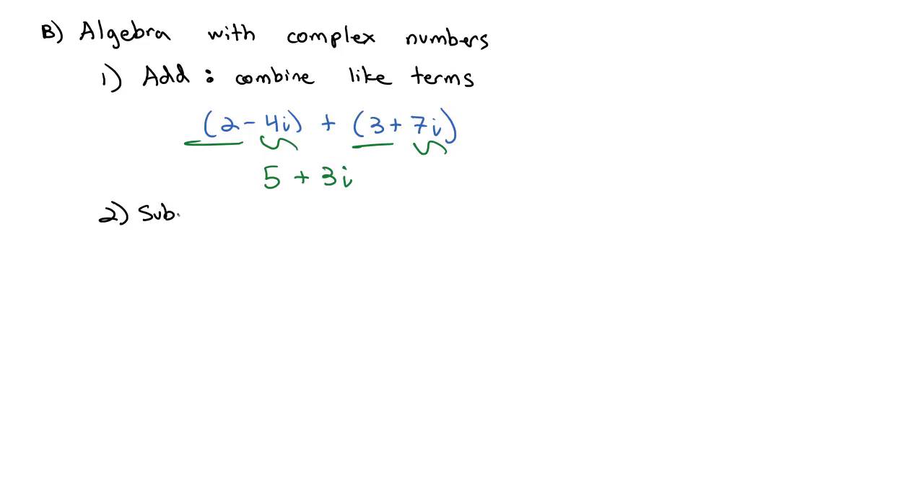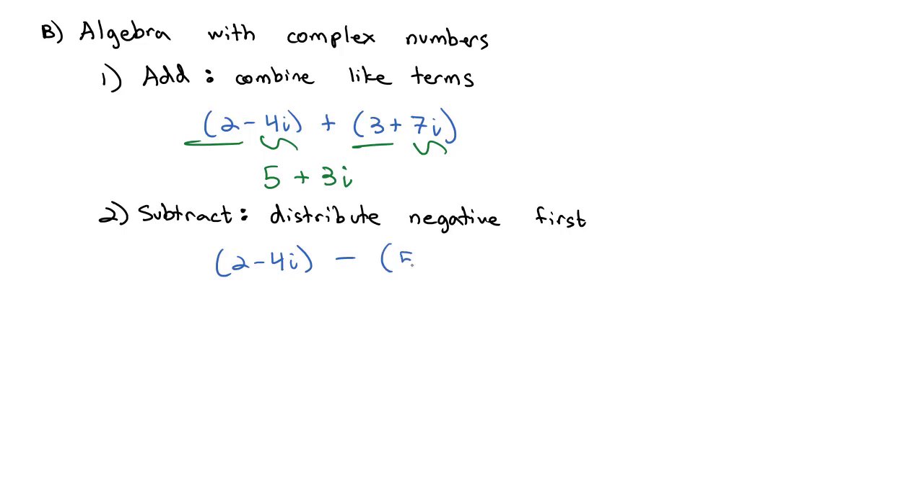Subtracting is very similar. The one thing we need to remember is that we have to distribute the negative first. Here's what I mean by that. Let's say we've got 2 minus 4i, and this time we're going to subtract 5 minus 3i. Well, what I'll do is I'll take this negative and it has to go onto both parts. So the problem now becomes 2 minus 4i, and now we've got a negative 5, and a negative negative makes positive 3i.